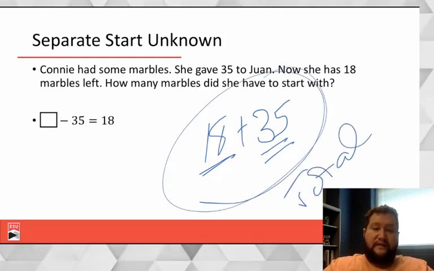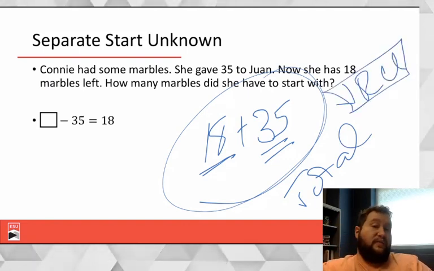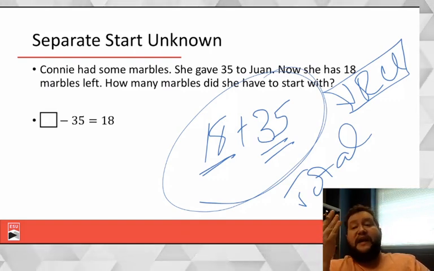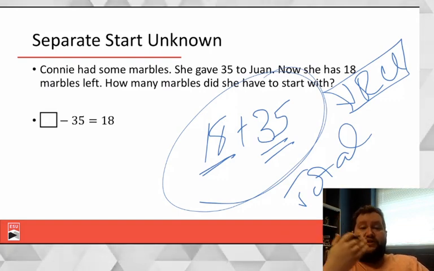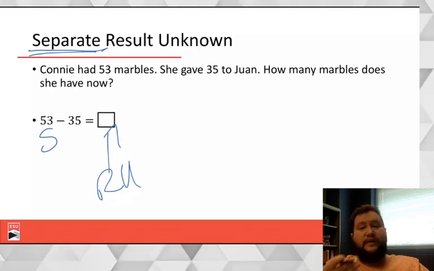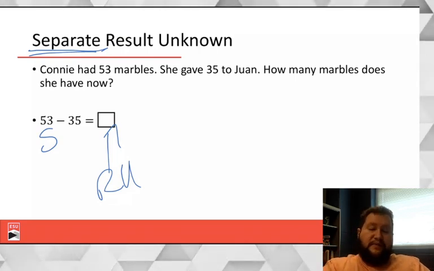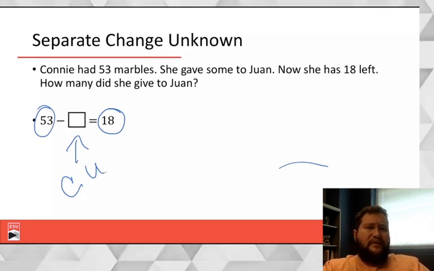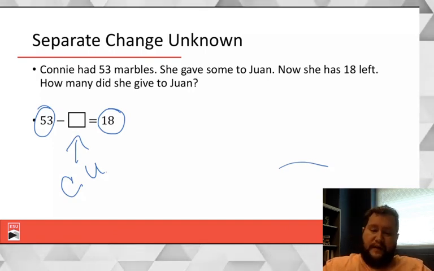So in some ways, this is a join result unknown, which when we talked about addition was kind of the least complicated. It's the fact that we have to be able to translate from subtraction to addition to see this that really gives us some of the difficulty. Even separate result unknown, we don't have to go to addition. Separate change unknown, just like we talked about counting up, you could count down. 53, give away 3, and I'm going to model this.